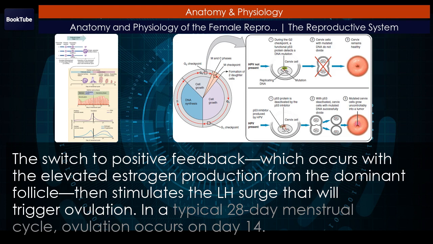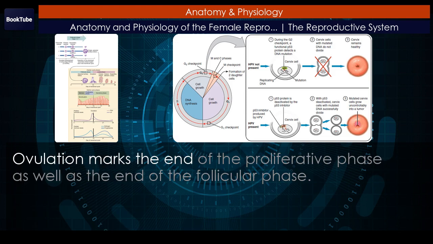In a typical 28-day menstrual cycle, ovulation occurs on day 14. Ovulation marks the end of the proliferative phase as well as the end of the follicular phase.